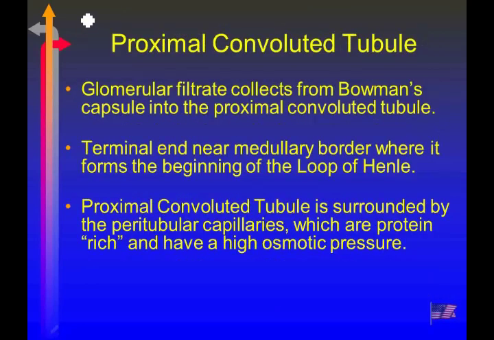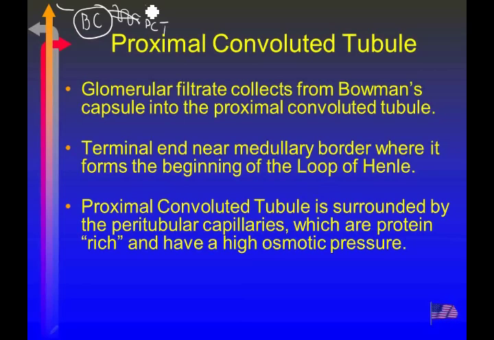Okay, so I went through my Bowman's capsule. I came out now with my proximal convoluted tubule, which is being surrounded by this vasculature that's very rich in osmotic agents: albumin, hemoglobin, proteins, all those things that have very high osmolarity, which, if you don't know what that word means, means that it pulls stuff. Okay?